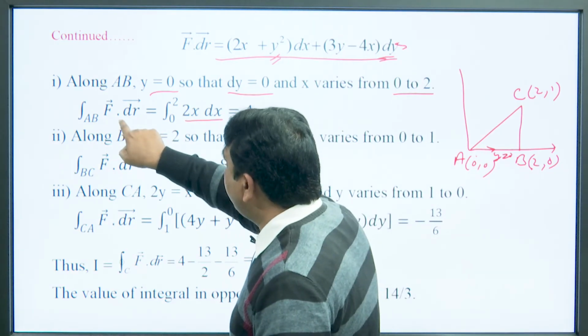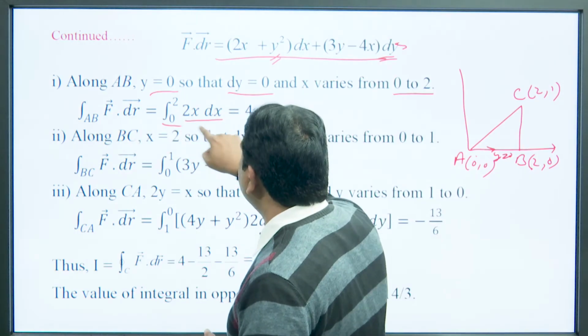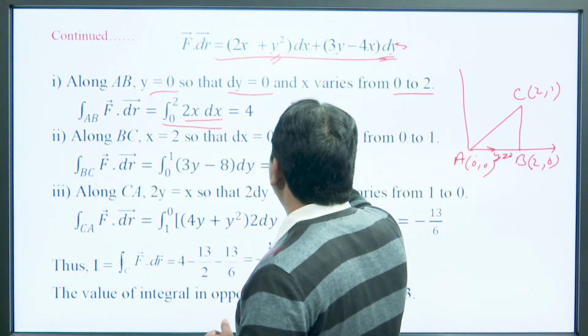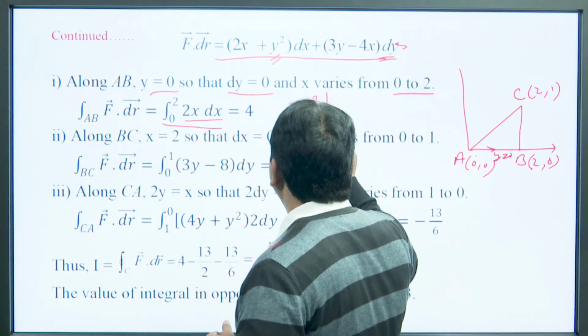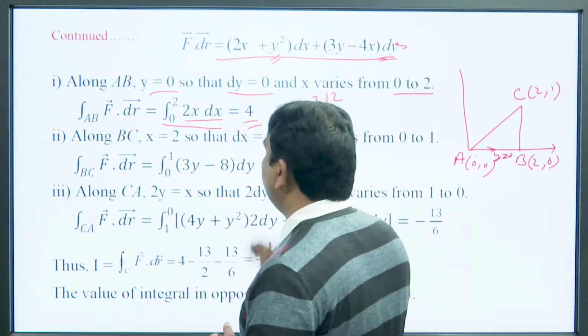So, f dot dr along AB becomes this, and when we solve it we get 2 into x square by 2 from 0 to 2, and its value becomes 4.